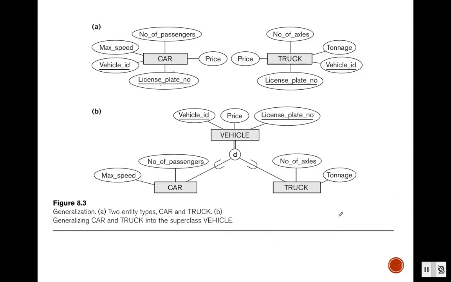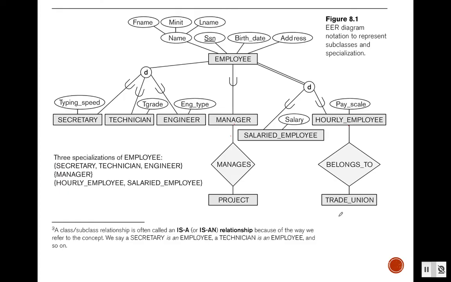Now let's go back to our employee specialization. Here again we are showing that this specialization here is a partial and this specialization here is a total. So how this is different is that partial specialization, partial constraint says that I may have some employee who is neither secretary, technician or engineer. Okay, and here also this is a partial. All right, so I may have some employee who is not a manager.